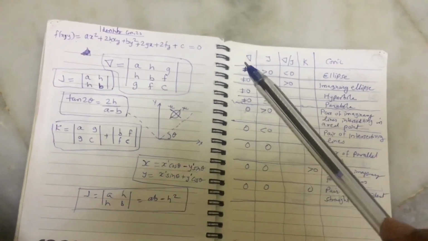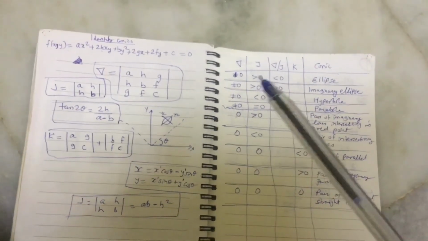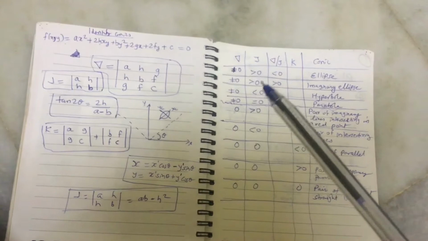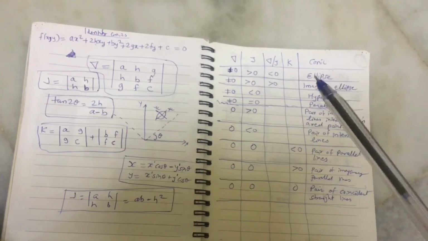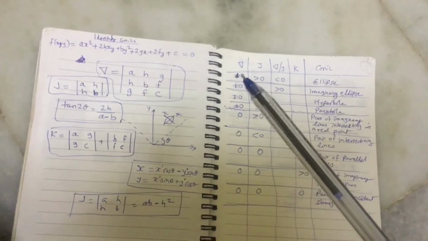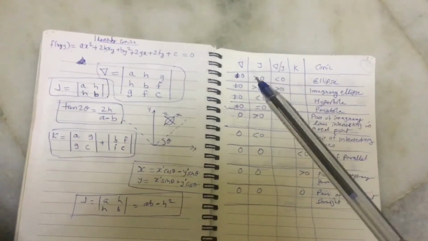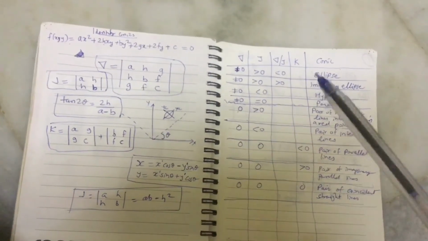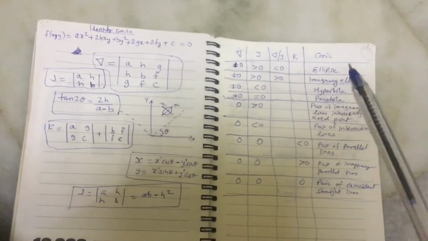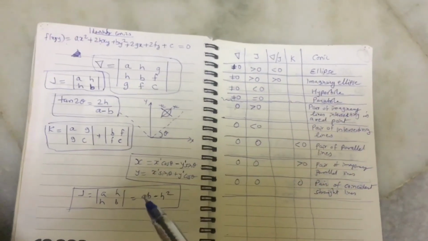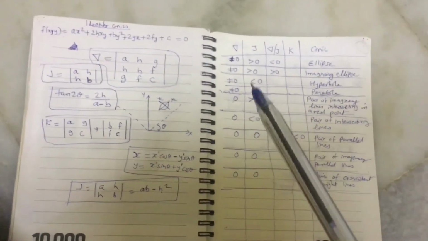When delta is not equal to 0, look at the J term, which is ab minus h squared. If it is greater than 0, whether delta by K is less than 0 or greater than 0, we have an ellipse. So when the determinant is not equal to 0 and J is greater than 0, meaning ab minus h squared is greater than 0, we get an ellipse. A circle is a special form of ellipse, so I did not put any circle here. In a circle, obviously a is equal to b, so you can figure out whether it's an ellipse or a circle based on that.